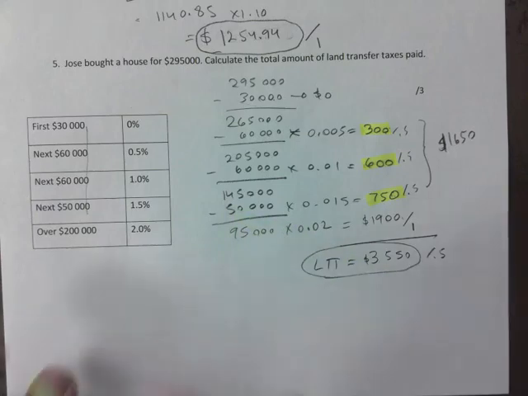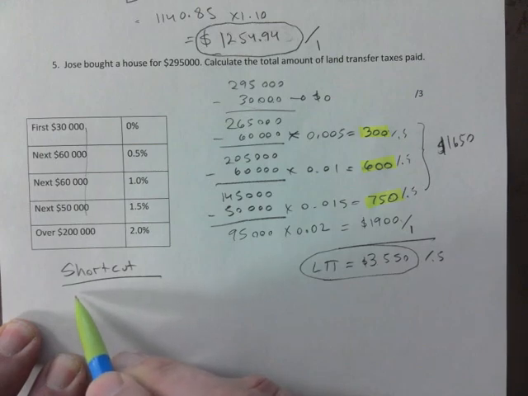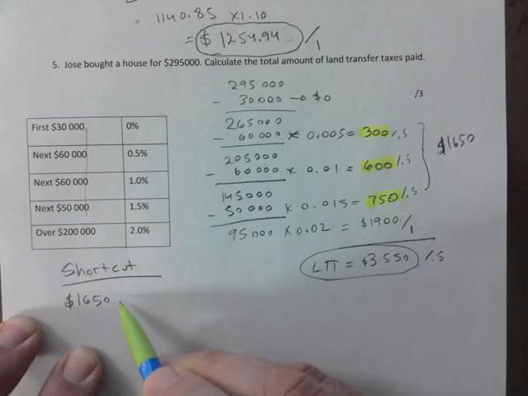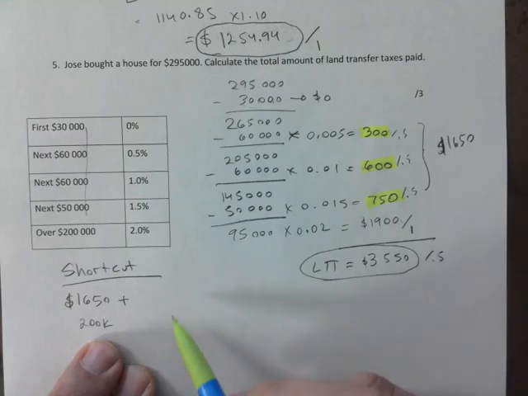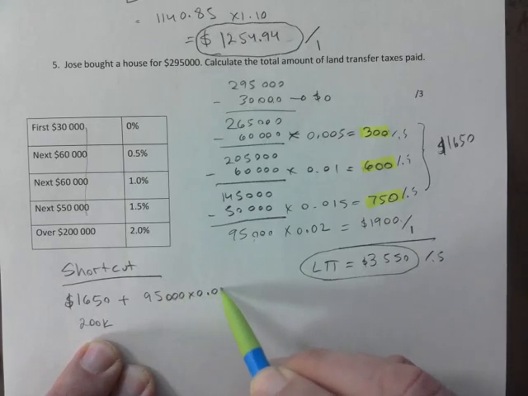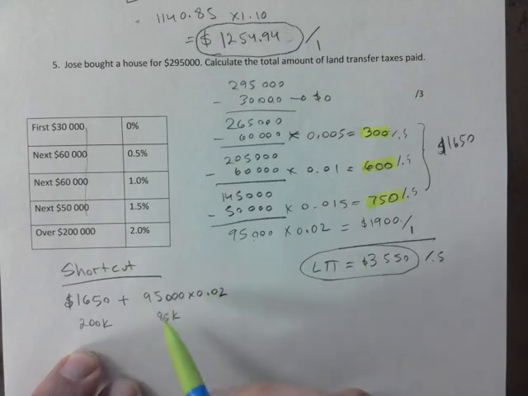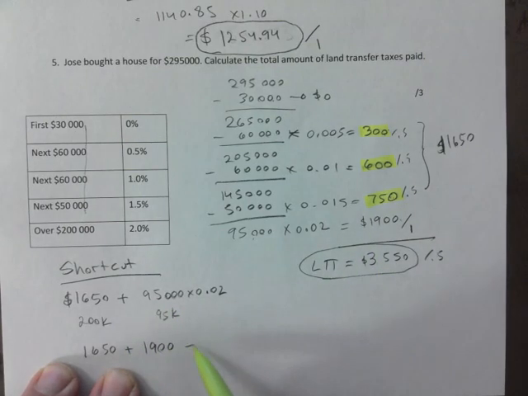So this is the shortcut. You go like this. 1650, right? This is the 1650 for the first 200K. Plus, how much are you over by? In this case, you're over by 95,000. So you multiply that by 2% flat. So this is the 95K right here. So it ends up being 1650 plus 1900, and that is 3550, and you're done.